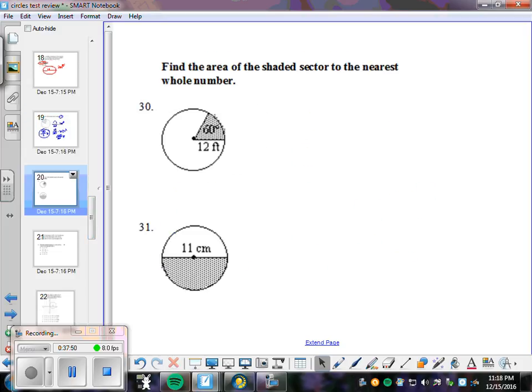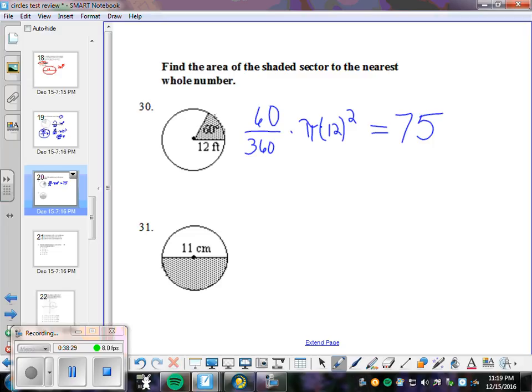Okay, find the area of the shaded sector to the nearest whole number. So we got 60 over 360 times pi 12 squared. Okay, so multiply and divide by 360. You get 24 times pi and you get 75 because it wants the whole number.